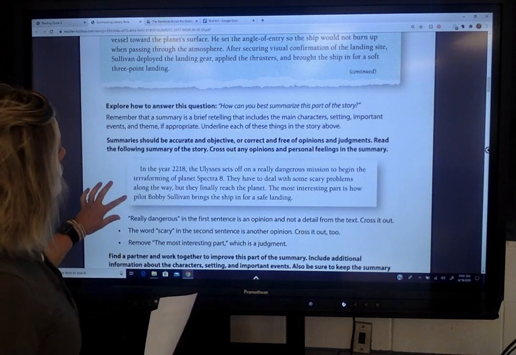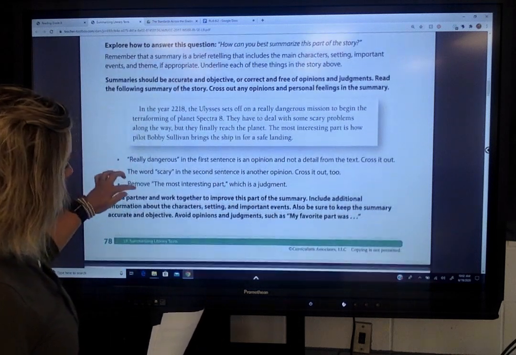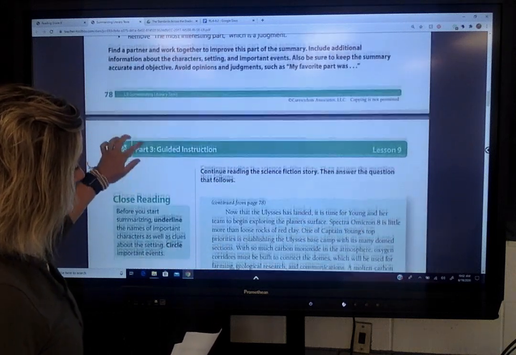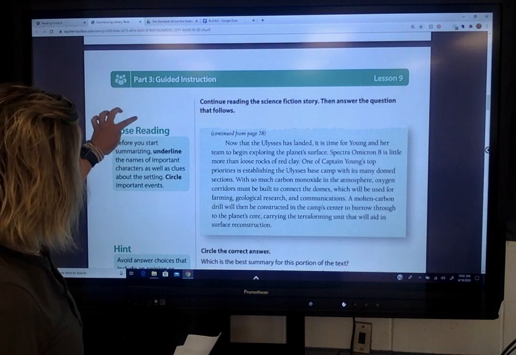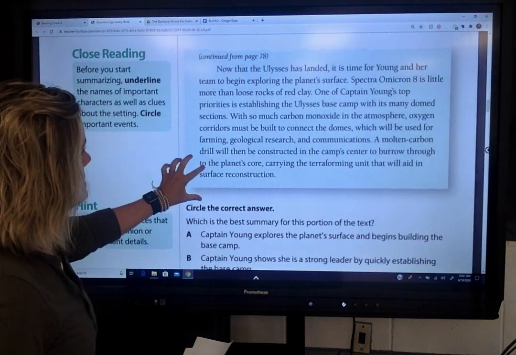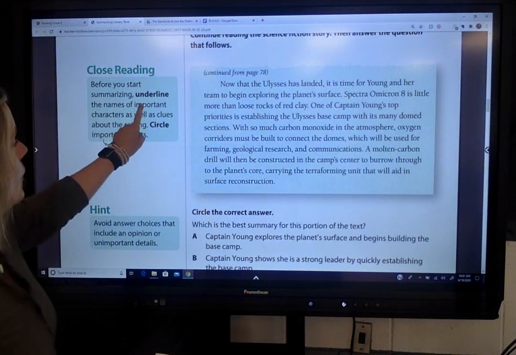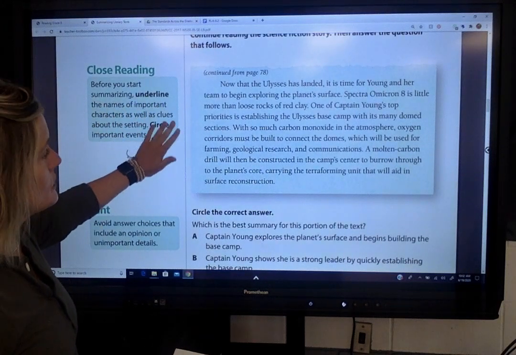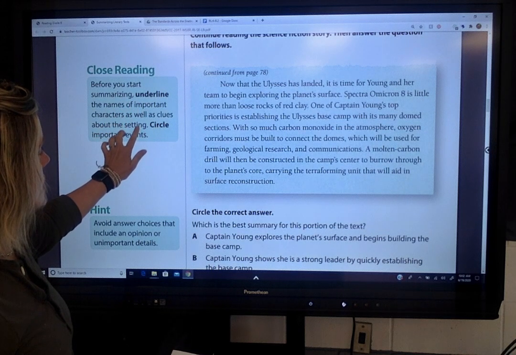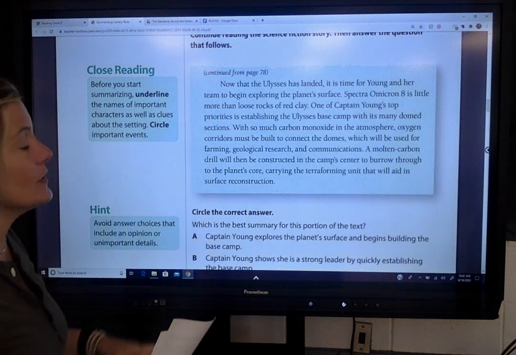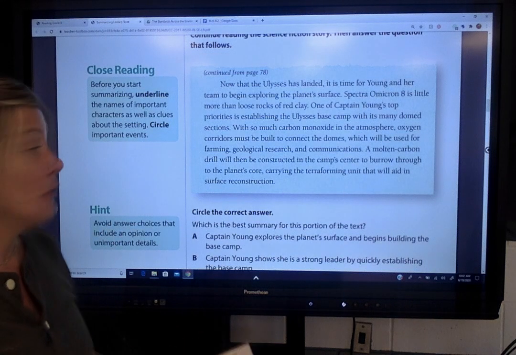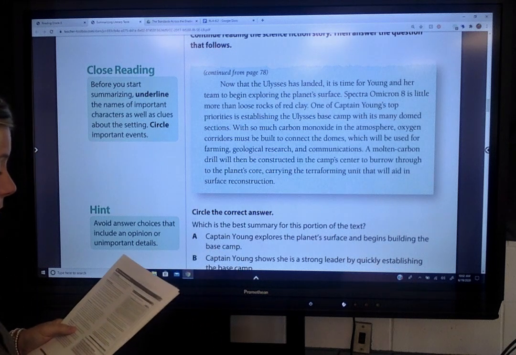So let's look at the second part of the story. And I want you to pay attention. I think this is good right here. After we read it, or even as we're going through it, you can underline the names of important characters as well as clues about the setting, and then circle important events, because that's going to give you a clue when we go to pick out a summary.